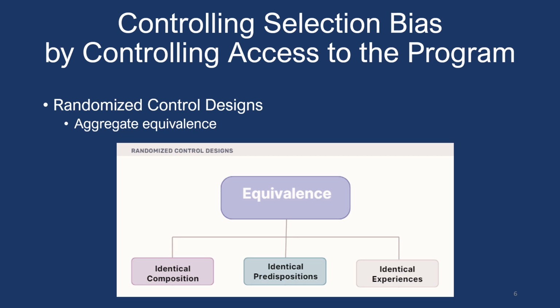The second point that we consider is identical predispositions. And this references the two groups being equally disposed toward the program and equally likely, without intervention, to attain any given outcome status. So here we are saying that the groups are equally ready for the program and equally likely to have similar outcomes if the program were not introduced.